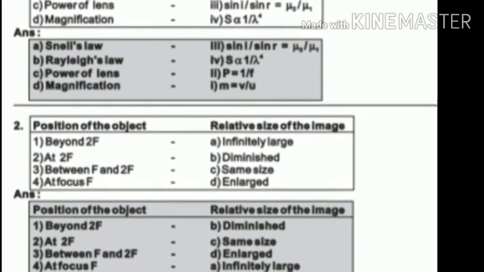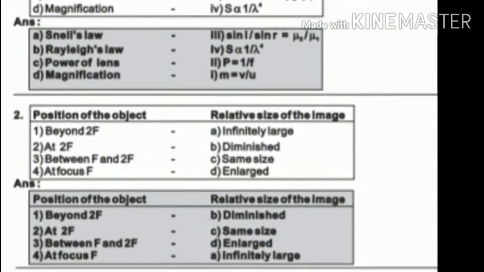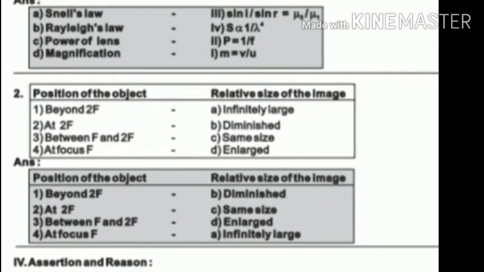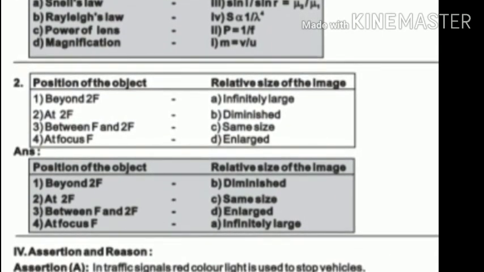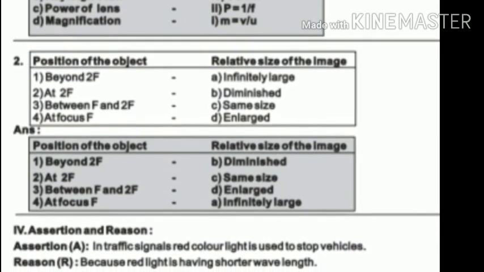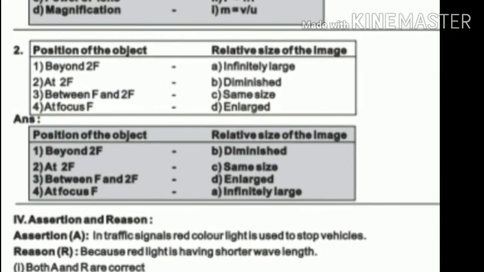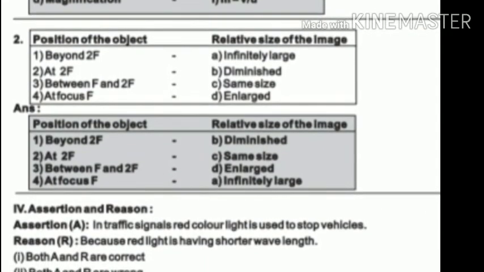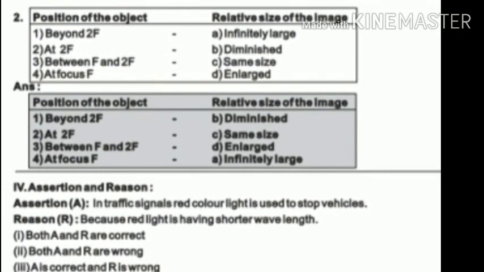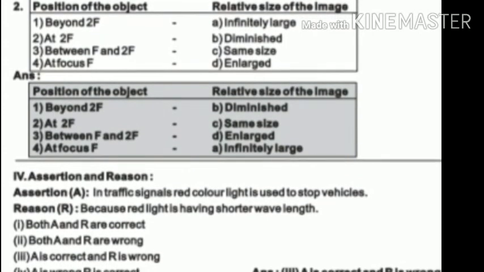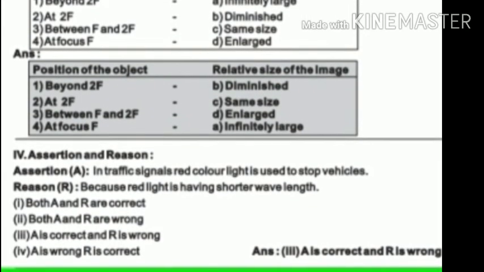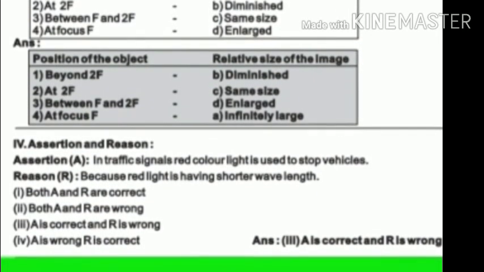Question number 2. Position of the object and the relative size of the image. So question number 1. Beyond 2f. So the option is B, diminished. Question number 2. At 2f, the position of the object. So the option is C, same size. So position of the object between f and 2f. Option is D, enlarged. So position of the object at focus F. Option is A, infinitely large.